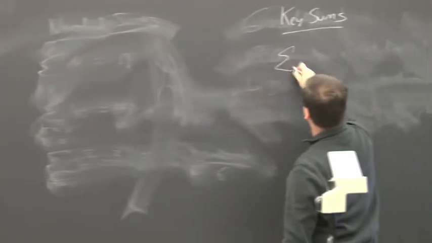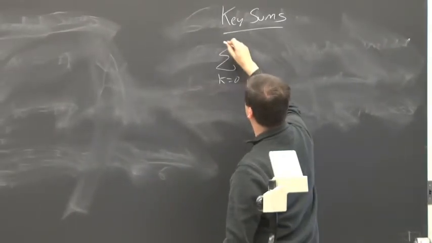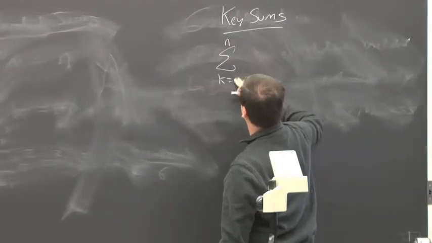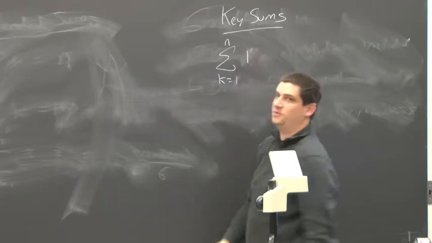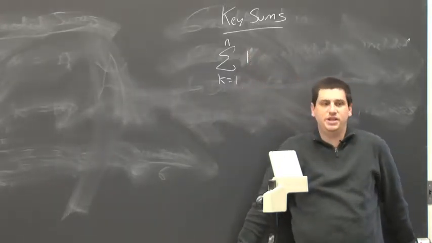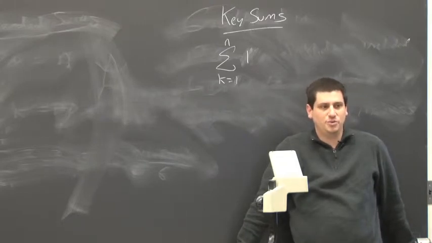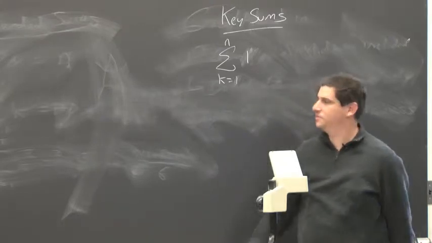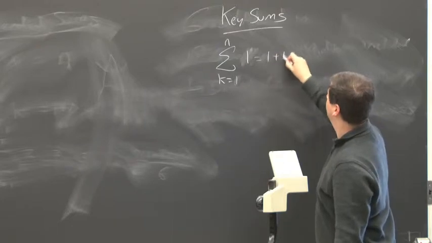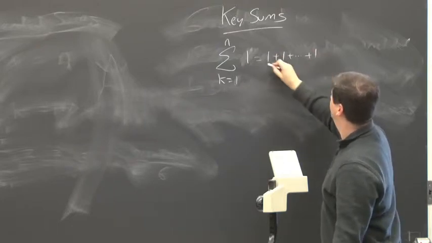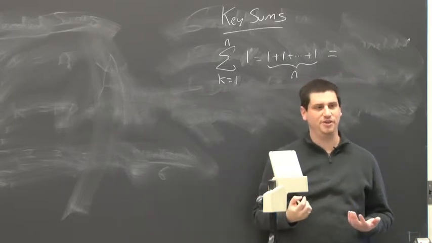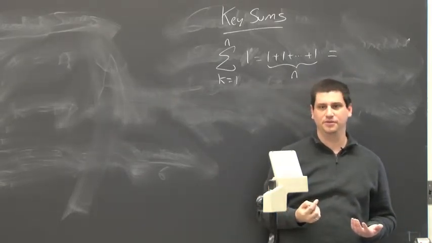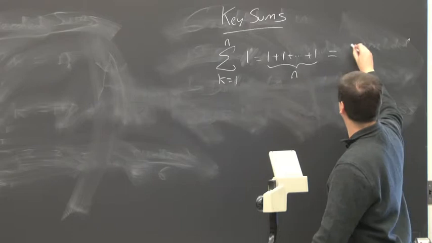So the first is essentially the easiest sum I can give you. I'm going to sum, k goes from 1 to n, the number 1. So I'm going to add 1 to itself n times. So this is 1 plus 1 plus 1, n times. So what do I get if I add 1 to itself n times? n. All right, that one wasn't so bad.